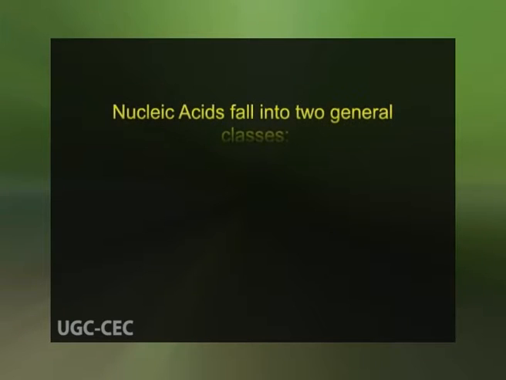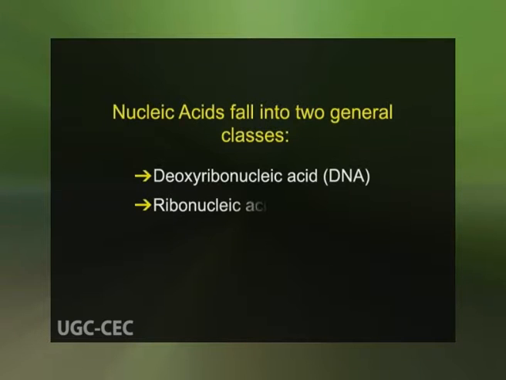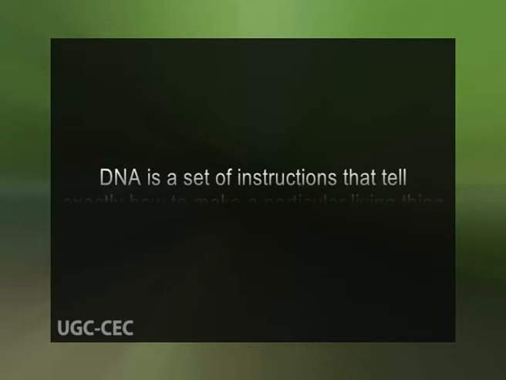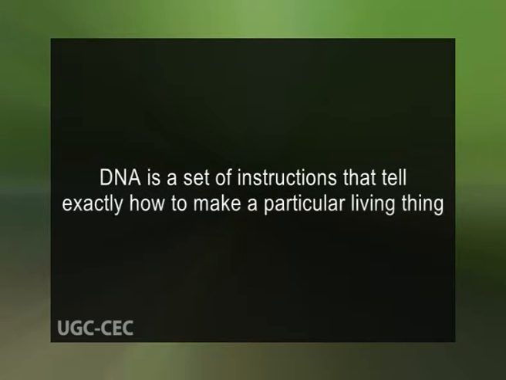Nucleic acids fall into 2 general classes, deoxyribonucleic acid and ribonucleic acid. These molecules are responsible for all storage, expression and transmission of genetic information. In a simplistic sense, DNA tells how to make protein. Since the information encoded in DNA determines which proteins will be made, and proteins determine all of the characteristics of an organism, you can think of the DNA as a set of instructions that tell exactly how to make a particular living thing.